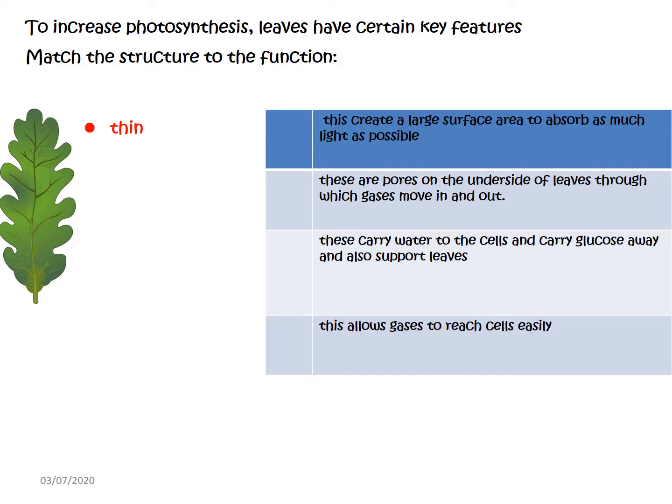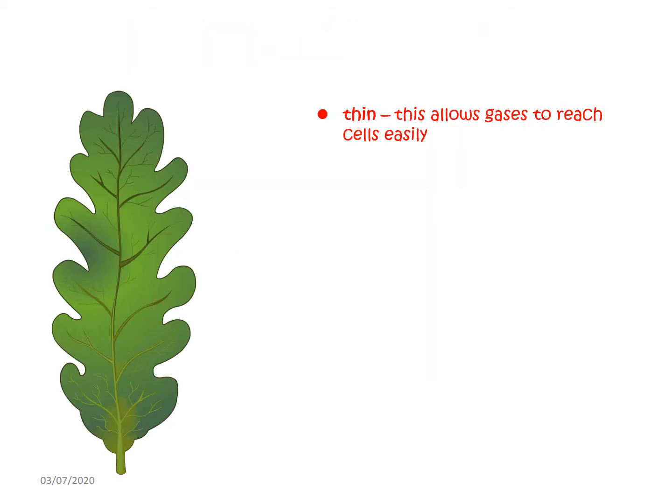In order to increase the rate of photosynthesis, which is the process of how plants make their own food, leaves must have certain features. Now match the structure to the function by using an arrow. Now, check your learning against the correct answers.